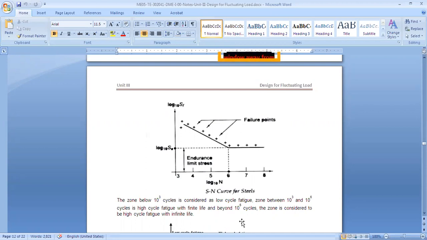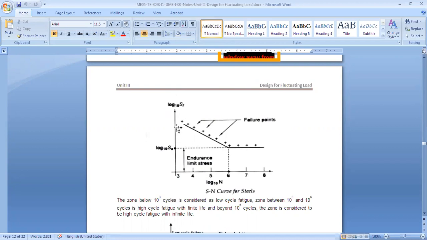And that limit, the stress for which the element or sample will survive for 10 raised to 6 cycles, that means a million cycles, that means 10 lakh cycles, that stress is called the endurance limit, right? We have seen that in the definition of endurance limit. Now on the y-axis we have stress, but again, since we have taken log to the base 10 on the x-axis, on the y-axis also we take the same log to the base 10. So here we plot stress, right?